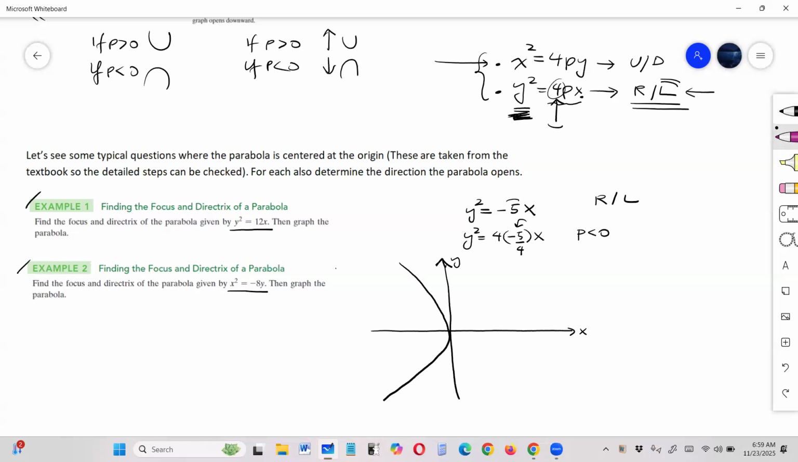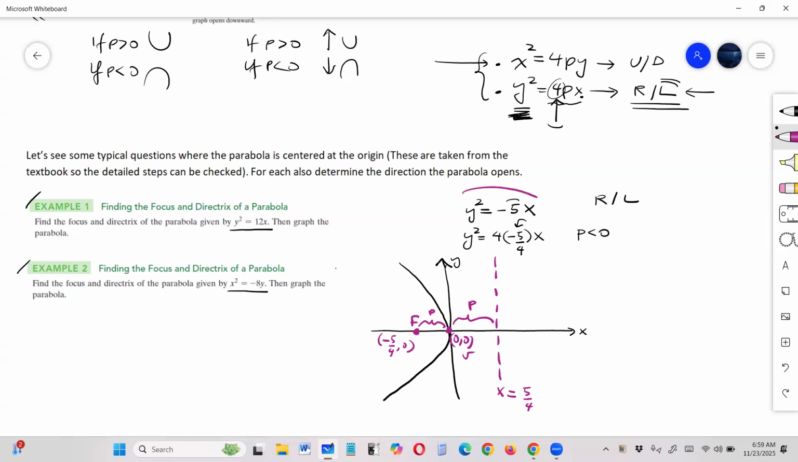Okay. This is at the origin, the vertex. Focus is here. And here is the directrix. And this is going to be x equals something. Now the distance from here to the directrix is p, and same thing here. So the focus is at what location? Negative 5 over 4 comma 0, and the directrix is at positive 5/4.